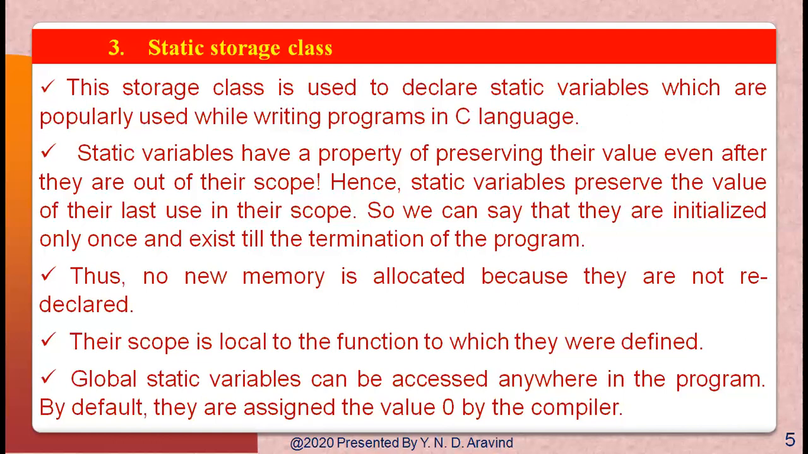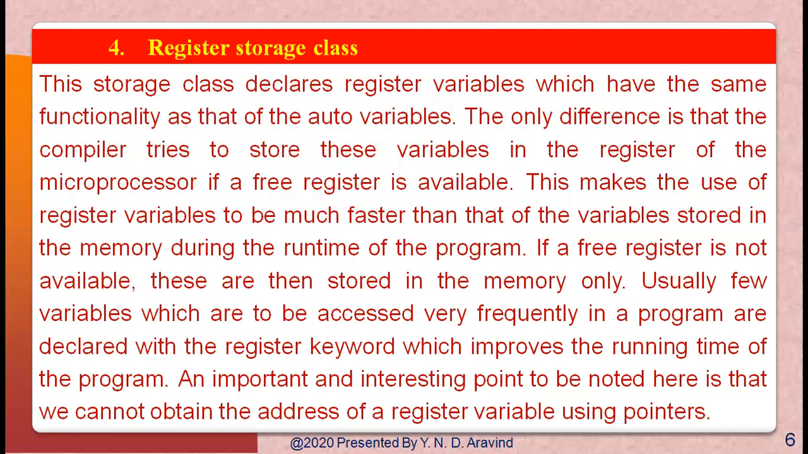Now let us see what register storage classes are. Here, these storage classes declare register variables which have the same functionality as auto variables. The only difference is that the compiler tries to store these variables in a register of the microprocessor if a free register is available. Now what is a register? A register is a small area which is used to store data temporarily.